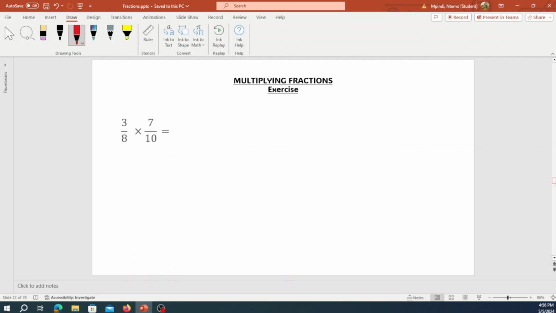So we're gonna do the multiplication here. So this one is kind of easier. So what do we have to do here? So the answer is here. The answer is 21 over 80. This is the final answer, but how do we get it?